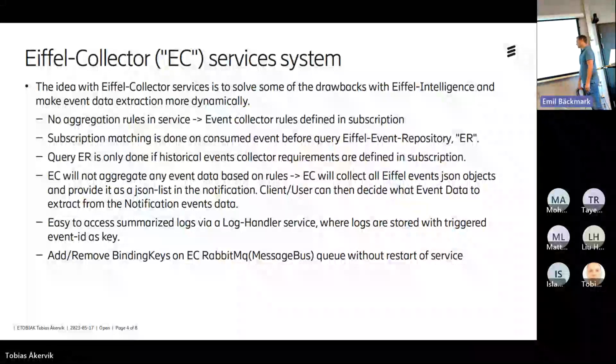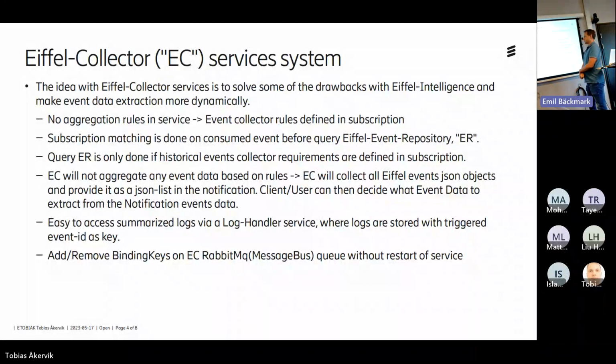And I was also discussing changing the binding key, or adding and removing binding keys to the queue, the message batch queue and the RabbitMQ queue. So you can easily add more things if you have an Eiffel event with different binding keys that you want to have those events as well.